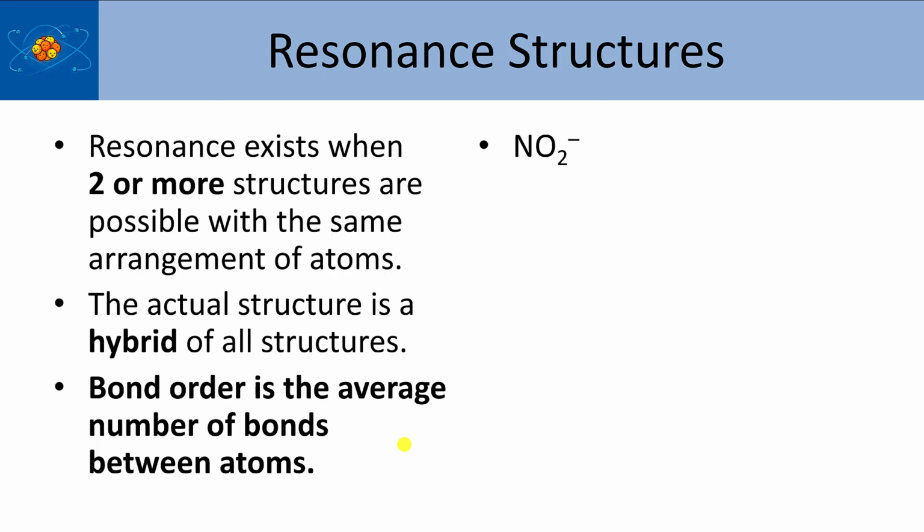It's often possible to draw the same Lewis structure with different arrangements of the electrons. So the atoms are in the same place, right? So we have the same arrangement of atoms, but it has different arrangement of electrons. And so when we have this situation, we call these resonance structures. Each resonance structure is known as a resonance contributor.